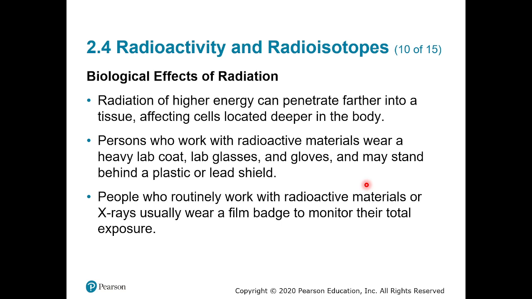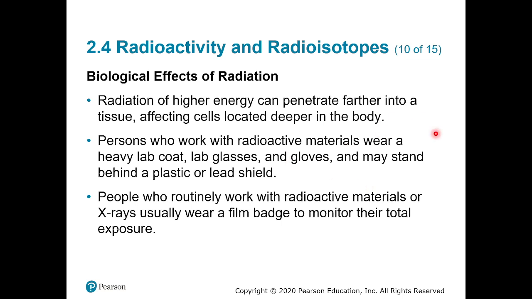All right. So what are some of the other biological effects of radiation? Radiation of higher energy can penetrate further into the tissue, affecting cells located deeper in the body. A lot of this has to do with its ability to slip through the orbitals. Remember, when we're talking about atoms, they're surrounded by electrons in clouds, right? And so it's going to have a lot to do with penetrating through that easily.